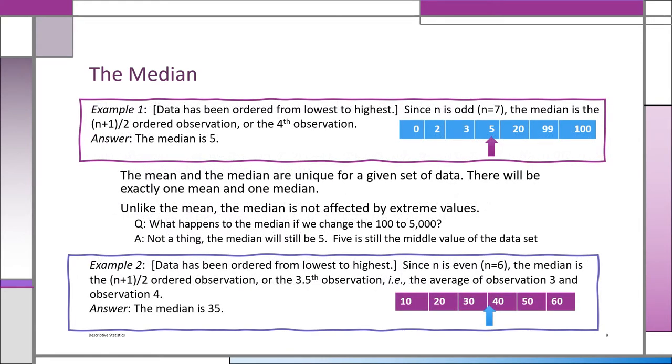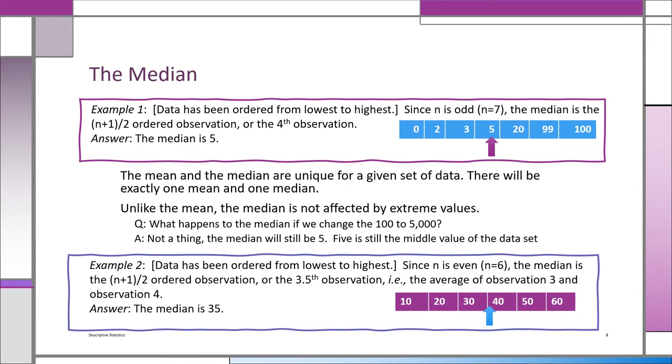Here's an example of the median. Okay, look at the data in front of you. 0, 2, 3, 5, 20, 99, 100. It's been ordered, lowest to highest. Okay, n is odd, n is 7. There are 7 numbers there. Since there are 7, the middle value, the fourth one, is the median, 5. Now look at 5 carefully. 3 of the values in your data set, 0, 2, 3, are below it, and 3 are above it, 20, 99, 100. That's why you know you got it right. The median is 5.